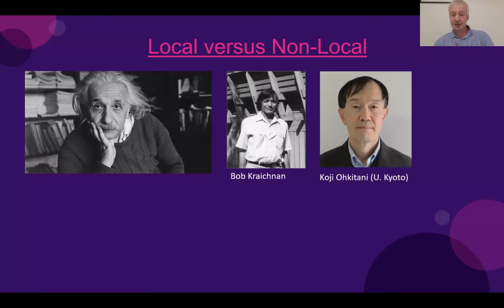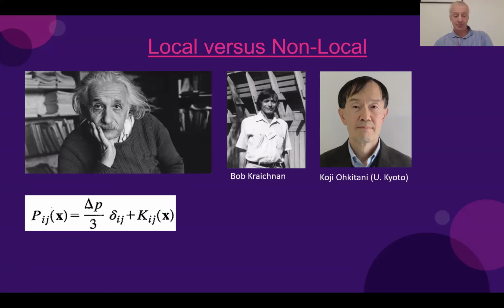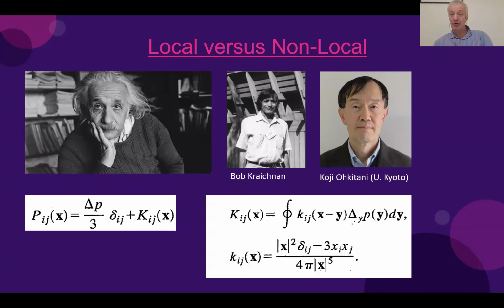And Koji Ohkitani wrote a classic paper with Kishiba in 1995 on this, which is essentially saying that when we look at the pressure field, we can separate it into this isotropic part that we've already defined and this non-local part. And this non-local part requires us to essentially take this integral over all space. And thus, that's really where the difficulty in Navier-Stokes comes from, because it's really an integro-differential equation, not just a set of partial differential equations.